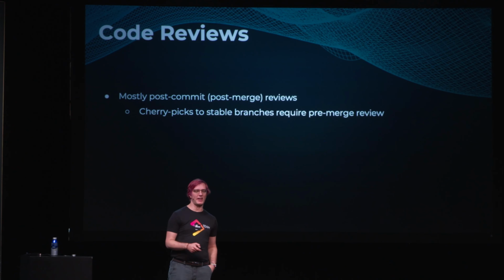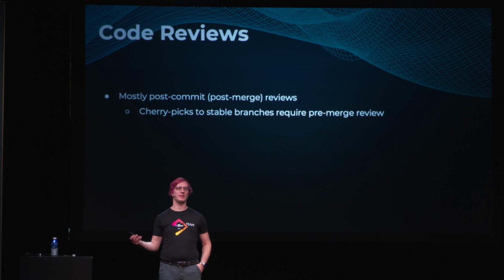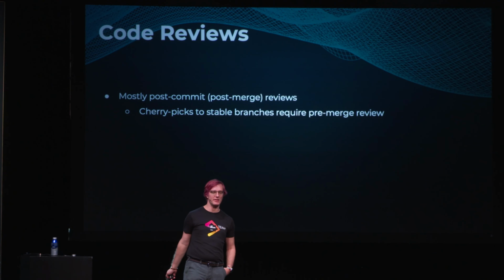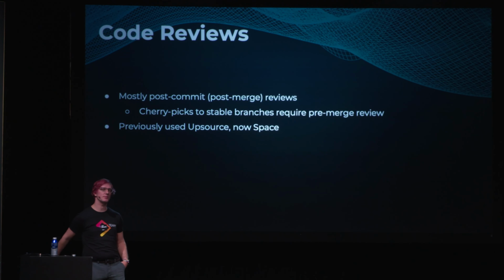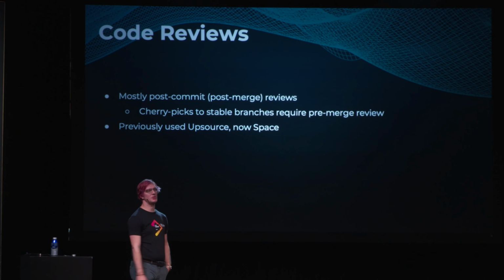Cherry picks to stable branches must be reviewed before the cherry pick. So for the stable branches, we have a higher quality bar because this is code that is about to be released, so we actually want it to be working and of decent quality. Previously, we used Upsource, which is also a JetBrains product, for code reviews. Now Upsource has been sunset, so we are using the code review functionality in Space.